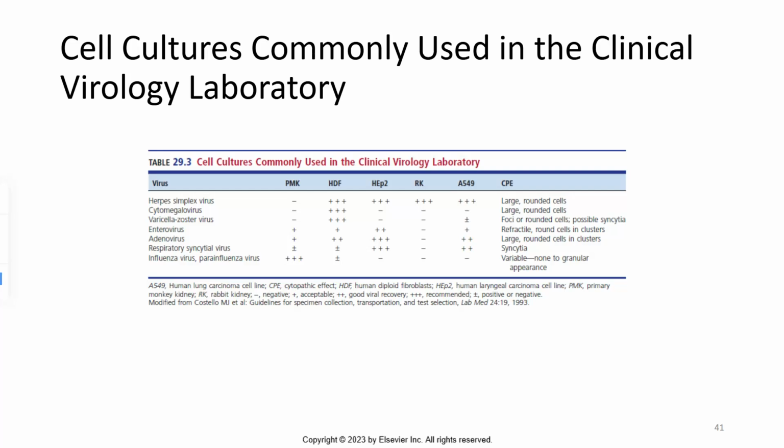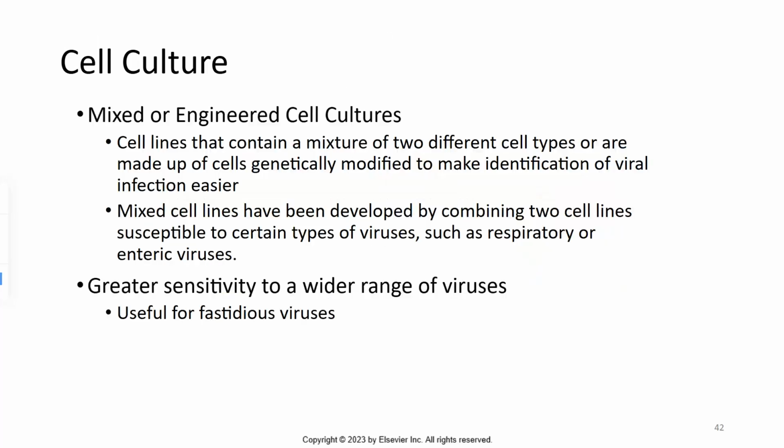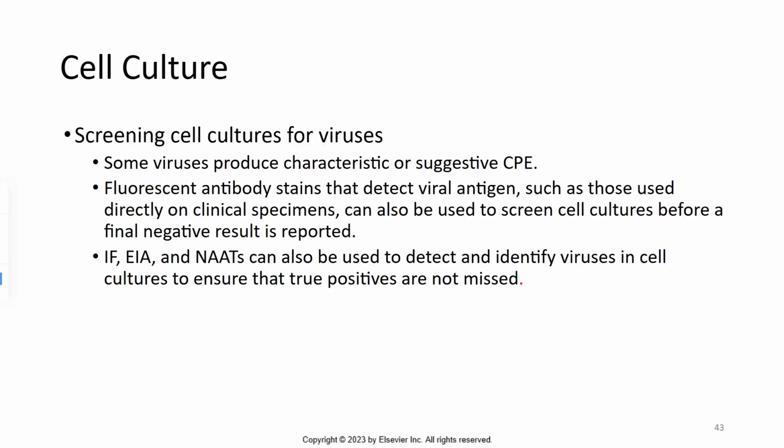Here are some cell cultures commonly used in the clinical virology lab. Mixed or engineered cell cultures are cell lines that contain a mixture of two different cell types. They're made up of cells genetically modified to make identification of viral infection easier. Mixed cell lines have been developed by combining two cell lines susceptible to certain types of viruses, such as respiratory or enteric viruses. They offer greater sensitivity to a wider range of viruses, and are useful for fastidious viruses. Screening cell cultures for viruses: some viruses produce that characteristic cytopathic effect. Fluorescent antibodies can be used, and different types of immunological or molecular tests can be used.